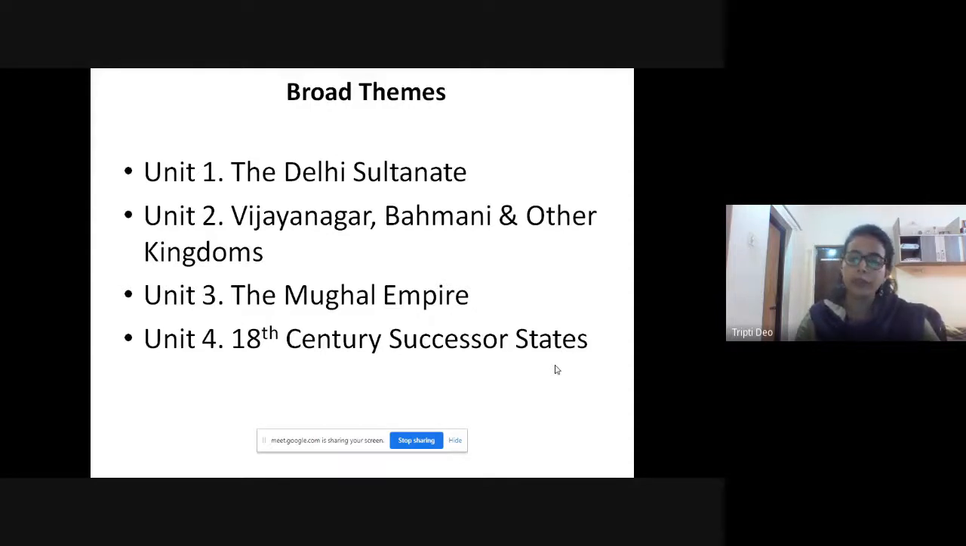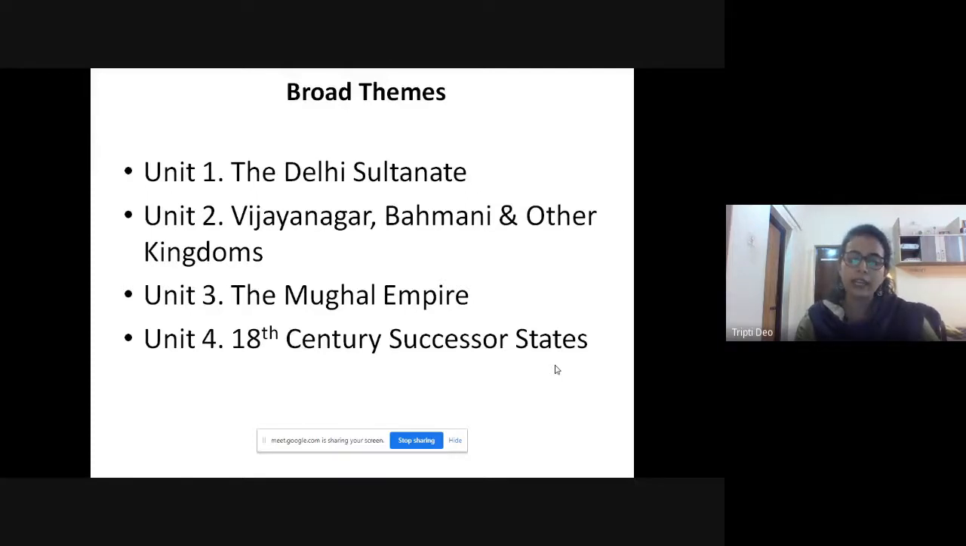Unit 3 will be the Mughal Empire. I'm sure all of us are familiar with the studies on the Mughal Empire, which encompasses almost the entire Indian subcontinent, except for the southernmost part, which was not under the Mughal Empire. And Unit 4, which is the 18th century successor states.